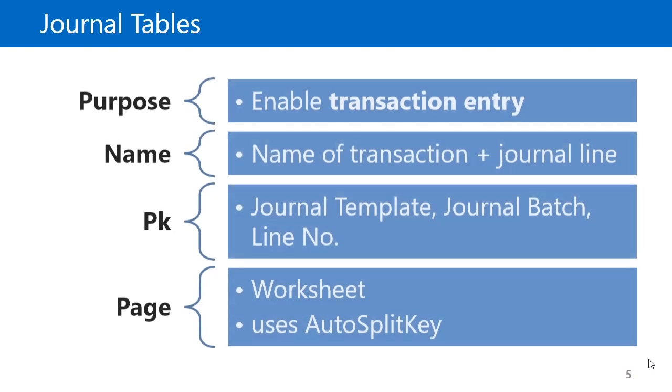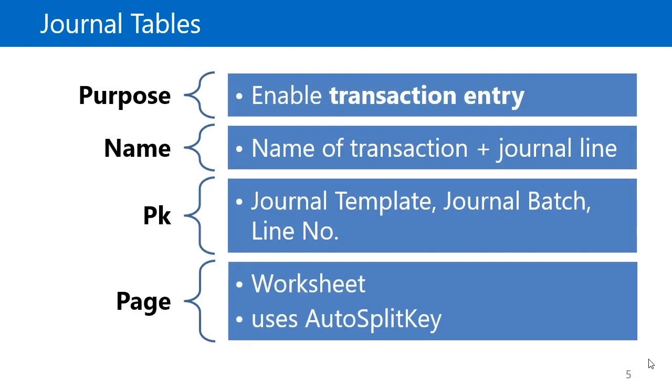Now if you have a closer look at our journal tables from a technical point of view, what we'll notice is that the purpose of these tables is to enable the entry of transactions into the system. The name of the table is typically the name of the type of transaction we are performing, and then the words journal line. The primary key of a journal table is compound. It consists of the journal template, journal batch, and a line number. To enter data into journal tables, we typically create a worksheet page, and by using the auto split key property, we're able to do data entry.